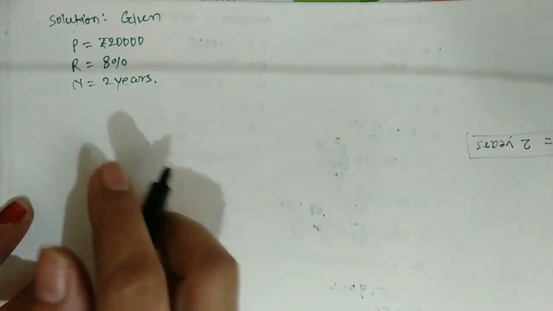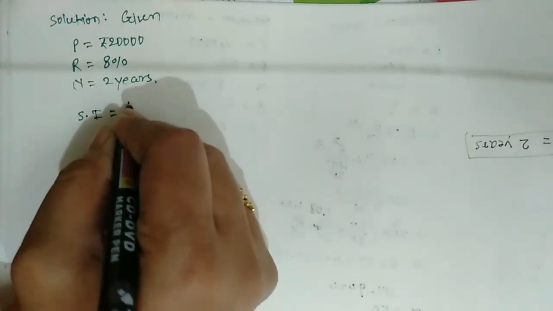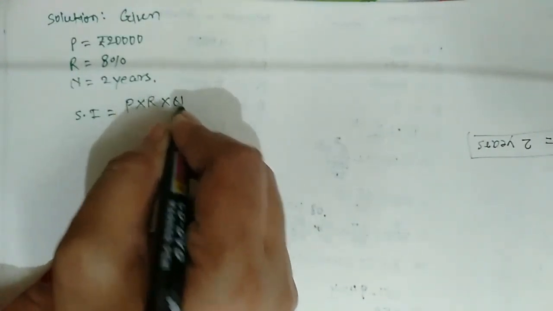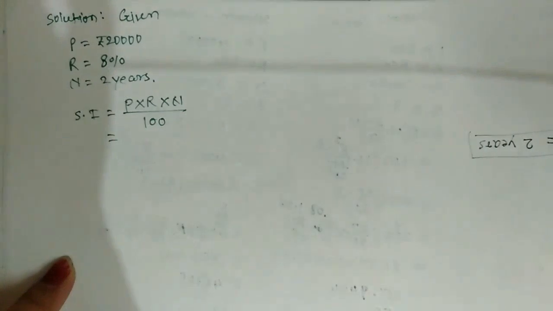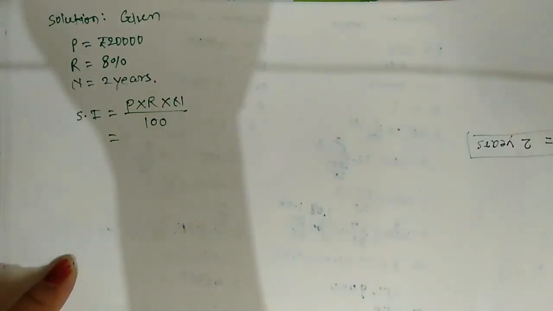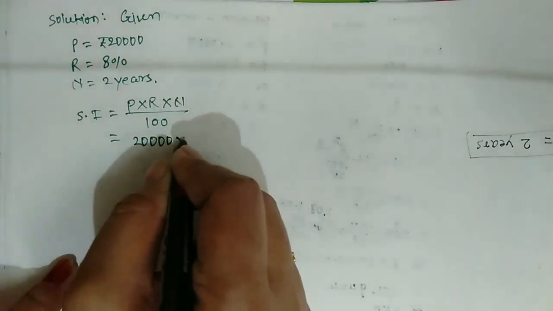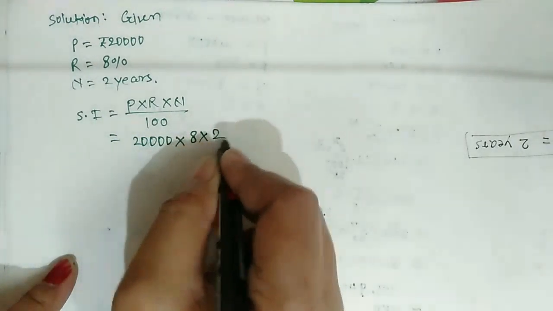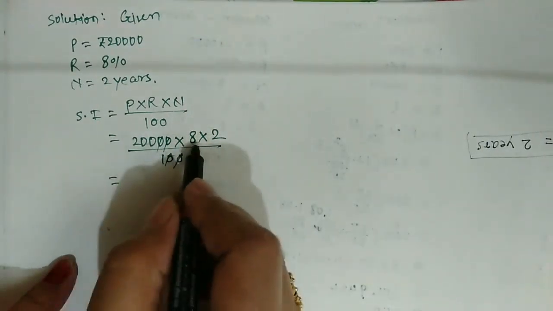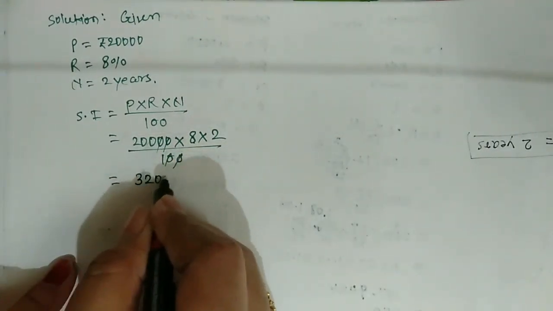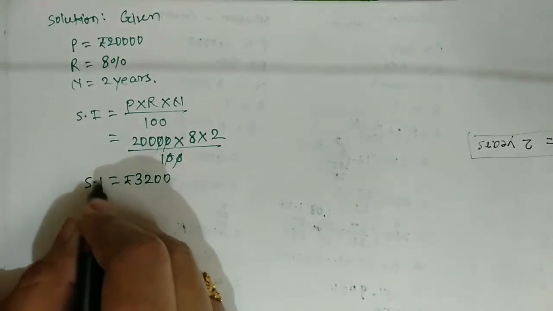So firstly calculate the simple interest. We know that the simple interest is equal to P into R into N upon 100. So put in the values here: 20,000 multiplied by 8 multiplied by 2 upon 100. 0 0 cancel. 8 twos are 16, 16 twos are 32. 3,200 rupees. This is the simple interest.